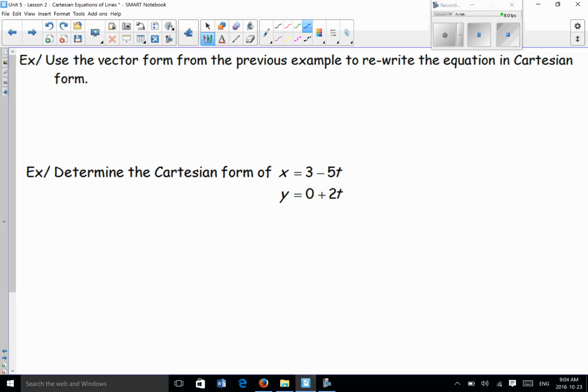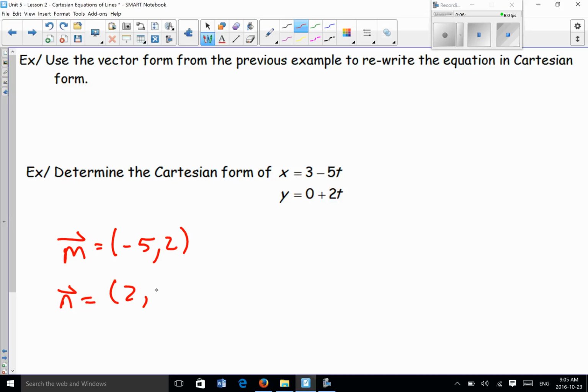So what do we need to know to find the Cartesian form? We need to know M. M is -5 and 2, the direction vector of your line. Your N, your normal, is its perpendicular. So 2, 5. We swapped one of our values. These form the coefficients. So 2x plus 5y plus c has to come out to 0.